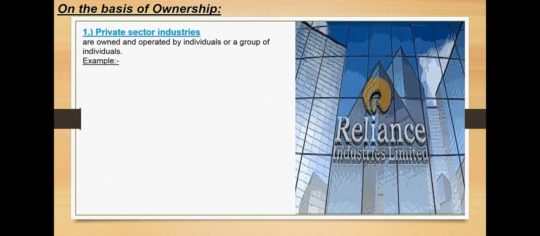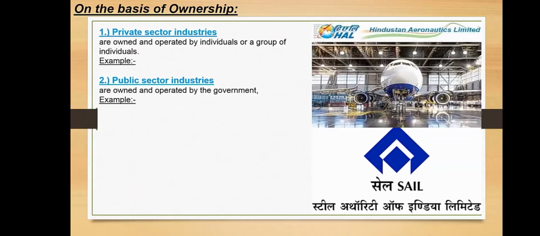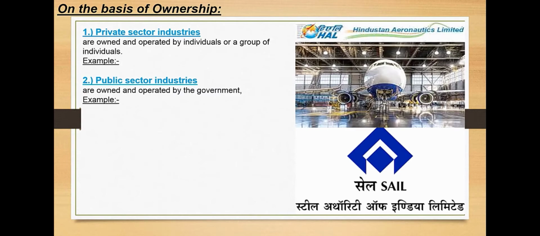Then on the basis of ownership, the first one is private sector. It completely belongs to an individual or a group of individuals. If the particular industry belongs to me, or to me and my friend, that is called private sector. For example, Reliance Industries. And the next one is public sector. From the name itself, we can know it is completely operated by the government. HAL, that is Hindustan Aeronautics Limited, and SAIL. These are the two examples I gave for public sector. It is completely operated by the government.